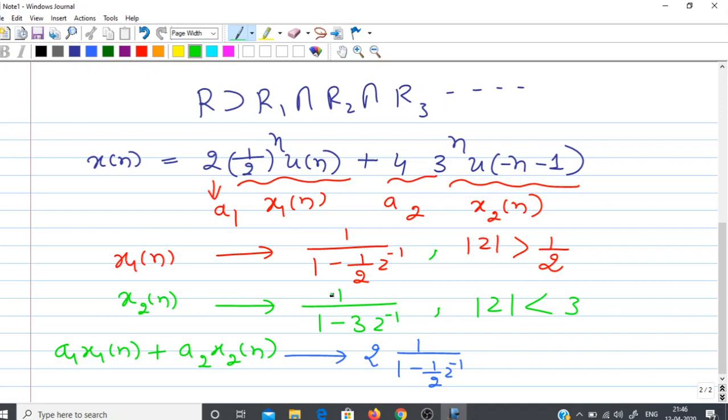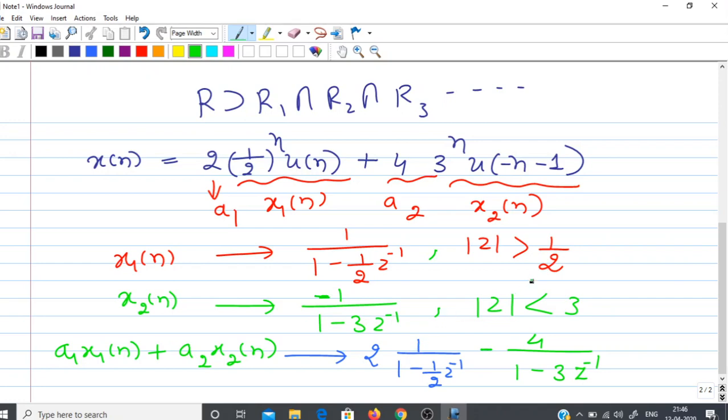So this is a minus sign. So what would be the Z transform of this linear combination? 2 times 1 upon 1 minus half Z inverse minus, now what is our A2? 4. So 4 upon 1 minus 3 Z inverse. Now what would be the ROC?